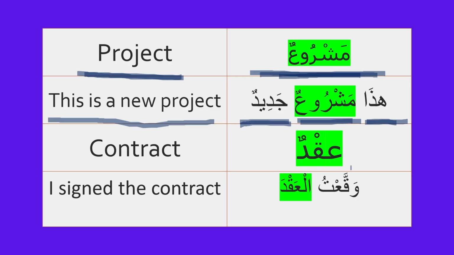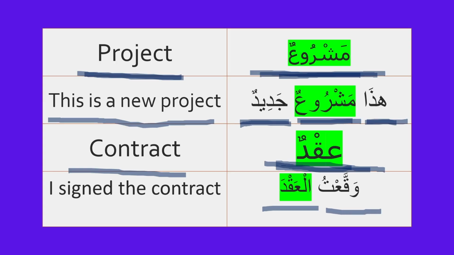Next one, عقد. عقد means contract. Contract. For example, وقعت العقد. وقعت means I signed the contract. وقعت I signed, العقد contract. I signed the contract.